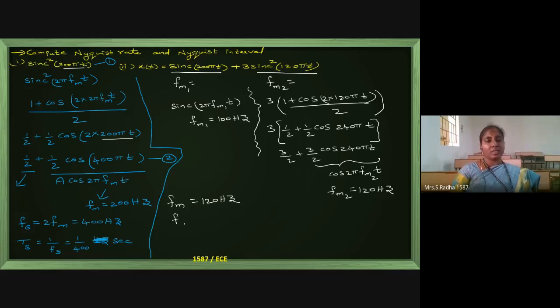And Nyquist sampling frequency, or Nyquist rate, is 2 times this maximum frequency, and that becomes 240 Hertz. Coming to the Nyquist interval, that becomes 1 by Fs, and that is 1 by 240 seconds. This is about finding Nyquist frequency and Nyquist rate.